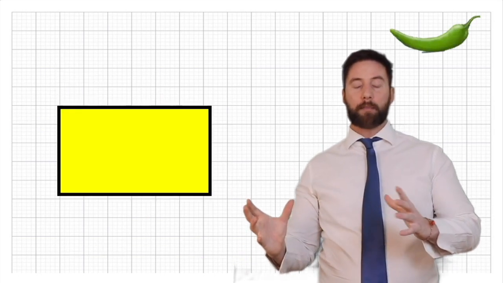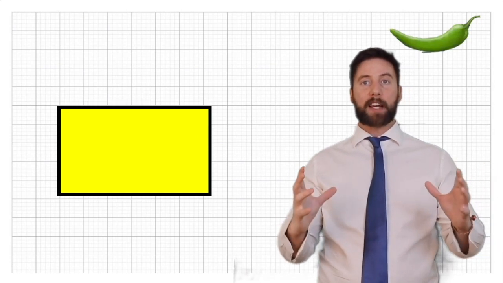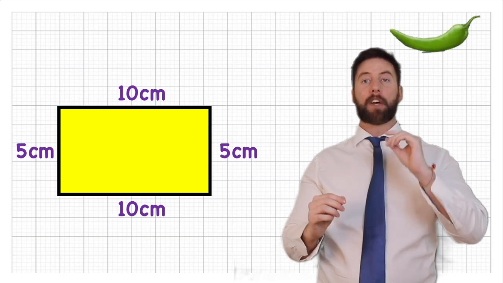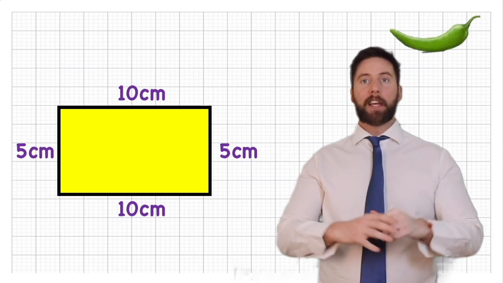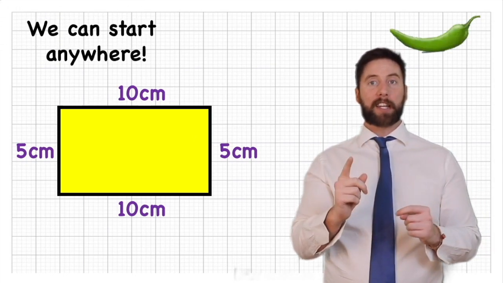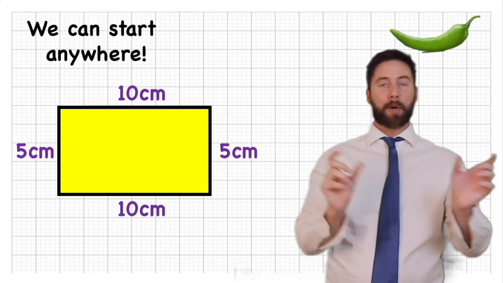Now let's look at another example. Let's look at this rectangle. Now this rectangle has sides of 5 centimetres and a top and bottom length of 10 centimetres. Okay, so it doesn't matter which order we start in because we're going to be adding them all together, and we know that addition is commutative. It doesn't matter which way around we put them.